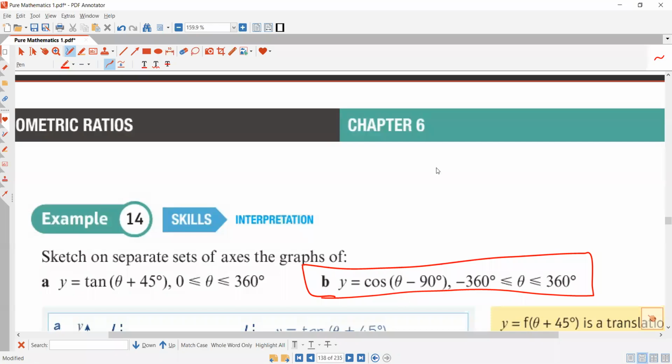Okay, I'm actually recording the class right now. I started this, maybe this is the third video, or second video, I don't remember. This is for drawing trigonometric graphs. Now, I want you to do the B part, because we left question number 14A last time, if I remember correctly. So we are doing the B part now.